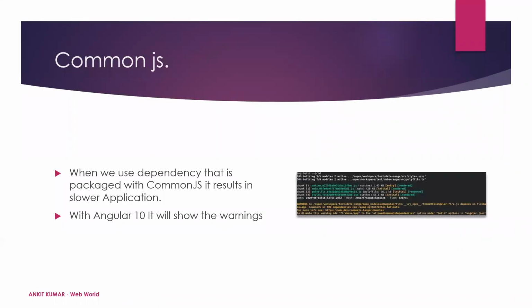Now previously what used to happen was that whenever there was a dependency packaged with your CommonJS, it used to result in slower applications. Because with more dependencies and those kinds of things, CommonJS would result in a slower application. But now with Angular 10, it provides you warnings based on what is there in CommonJS, if there is any increase in the bundle size, because now Angular 10's more focus is on performance improvement.